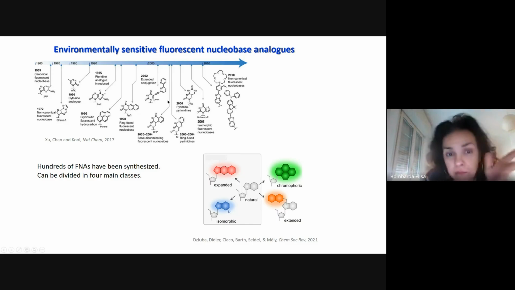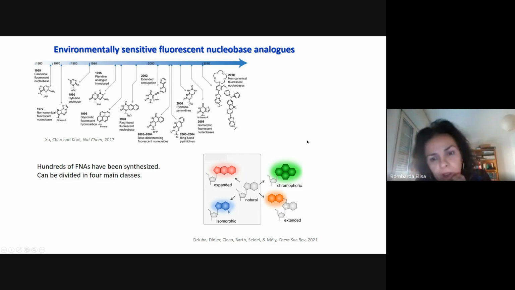So many are existing, and actually starting from the 60s, the scientists worked on this subject because the need was evident. And as you see, the first, as we will talk about it, is 2-aminopurine, but we will talk about that later. So the fluorescent nucleobase analogs are divided in 4 major categories.